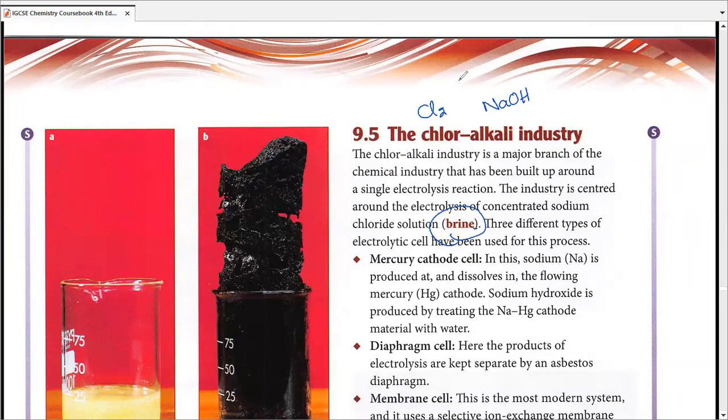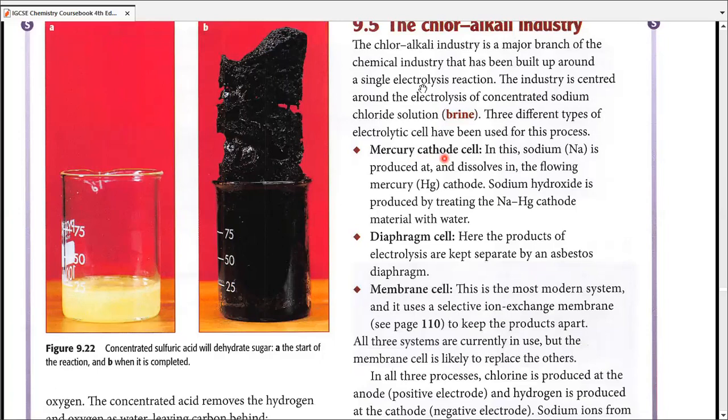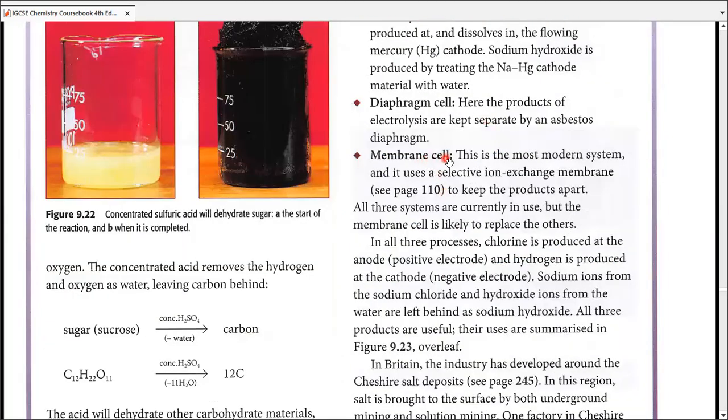There are different types of cells that we have. Mercury cathode cell, old information, not a part of the course anymore. Diaphragm cell, old information, not a part of the course anymore. All right, you can simply skip these parts. These are old pieces of information. They're not even present in the next edition of the book. They're present in the next edition, just not in the form of separate paragraphs, bullet points, not that important, just in a couple of lines. The important part is the membrane cell. This is the most modern system. This is the selective ion exchange membrane, and it keeps the products apart.